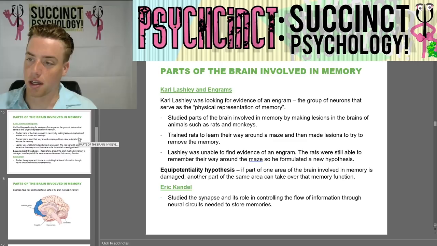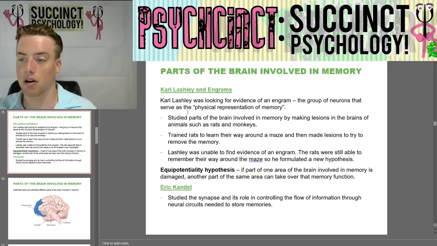So, parts of the brain involved in memory. So Karl Lashley and engrams. Karl Lashley was looking for evidence of an engram, the group of neurons that serve as the physical representation of memory. He studied parts of the brain involved in memory by making lesions in the brains of animals such as rats and monkeys. And he trained the rats to learn their way around a maze and then made lesions to try to remove the memory. Lashley was unable to find evidence of an engram.